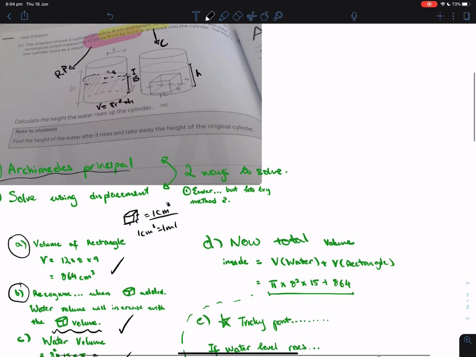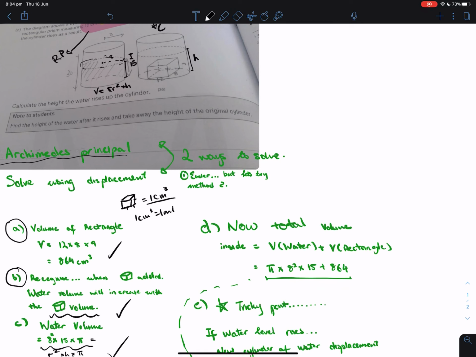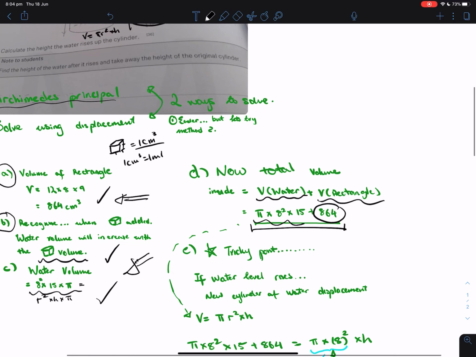What we need to recognize now is that the new cylinder is going to have a new volume. The volume is going to be the volume of the water from before, as stated here, plus the volume of the rectangular prism. So you add them together. 864 is just from here, and this is from here. Now you add them together, and that should be the volume of the new cylinder. That was the tricky part.